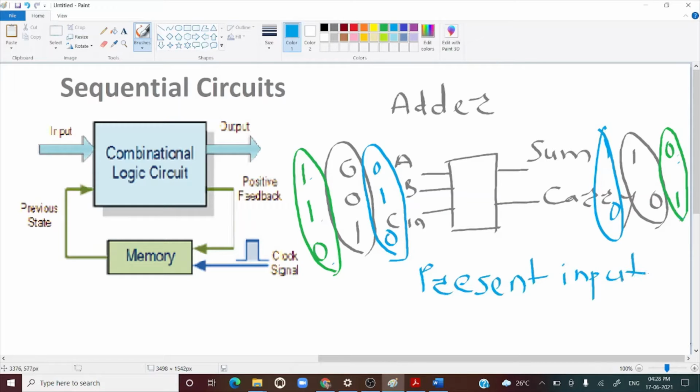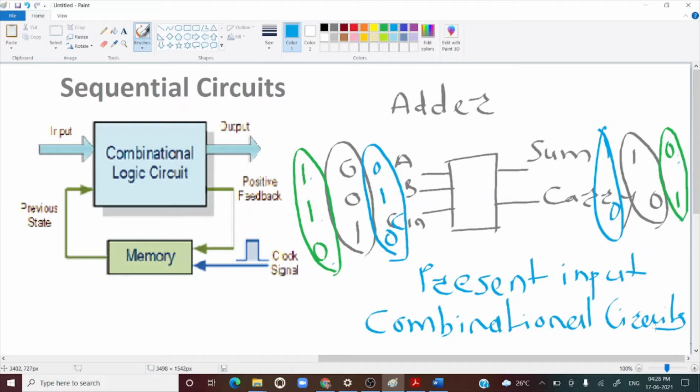A, B and C, whatever you have applied, according to that you will get the output. The output will depend only on the present inputs. Okay? So these are the combinational circuits. These types of circuits are called combinational circuits because in these circuits the output depends only on the present inputs. There are a few more examples which you have studied, that is multiplexers, demultiplexers.